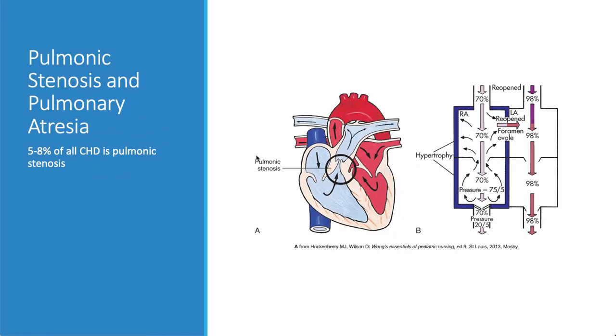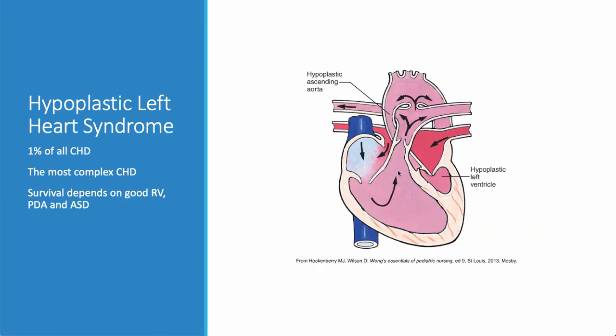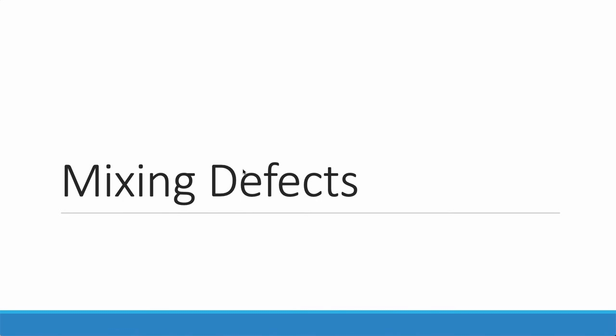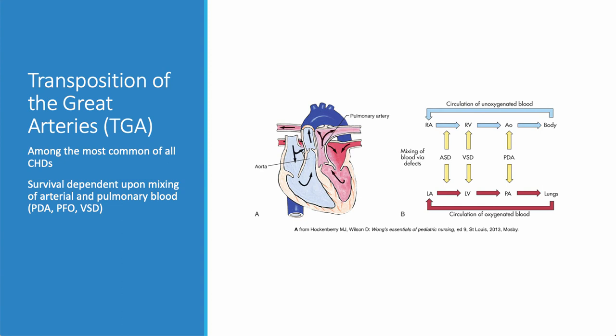Aortic stenosis, another obstructive defect. Pulmonic stenosis and pulmonary atresia. Hypoplastic left heart syndrome, where the left heart is this tiny little thing. Those are some of the obstructive defects. And then there's mixing defects, such as TGA, or transposition of the great arteries, or transposition of the great vessels, where the aorta supplies unoxygenated blood to the body, and the pulmonary artery supplies oxygenated blood to the lungs.